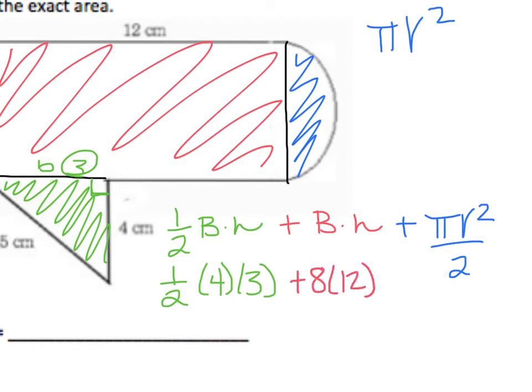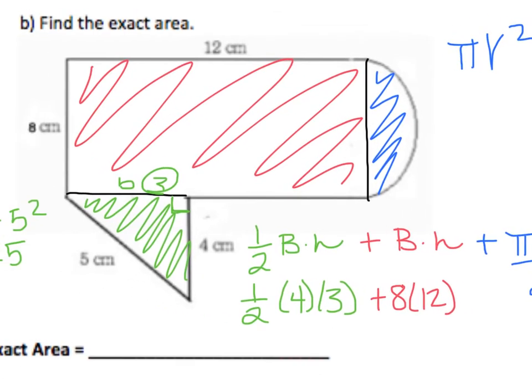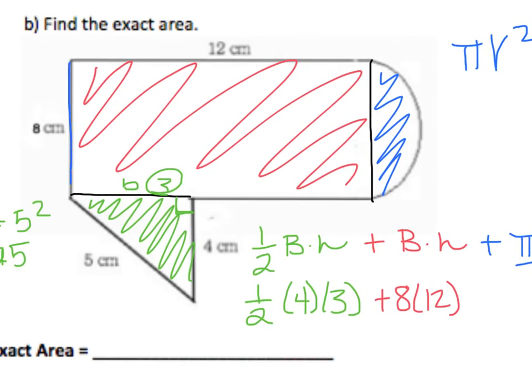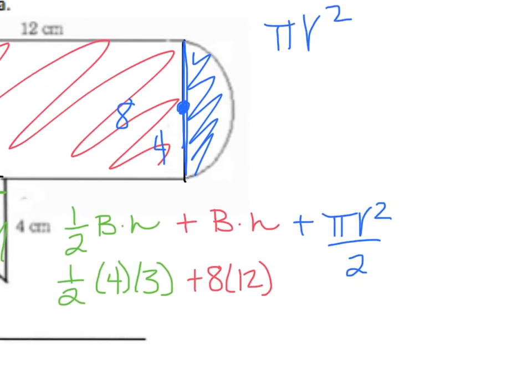And now the semicircle on the end. So since the side of the rectangle was 8, that other side of the rectangle is also going to be 8. And that also means that the diameter of our semicircle is 8. So if the diameter is 8, the radius is going to be half of that, and it's going to be 4. So now that I know that, I can go ahead and substitute that into my equation.